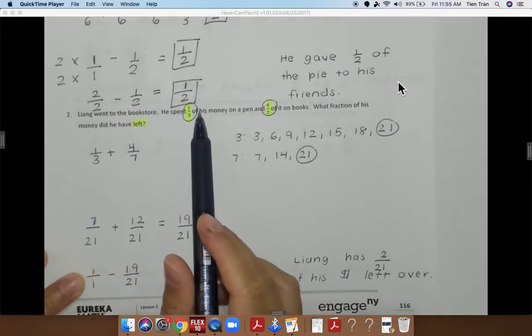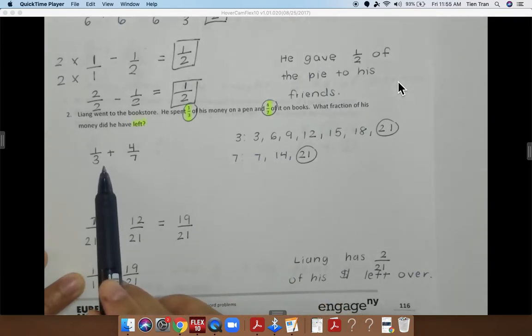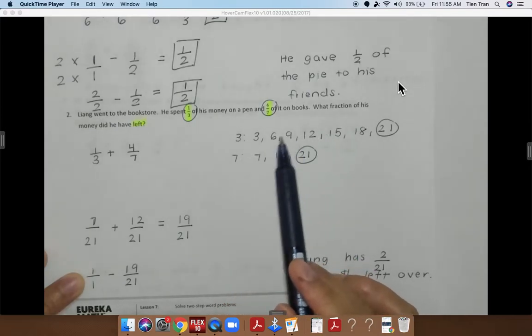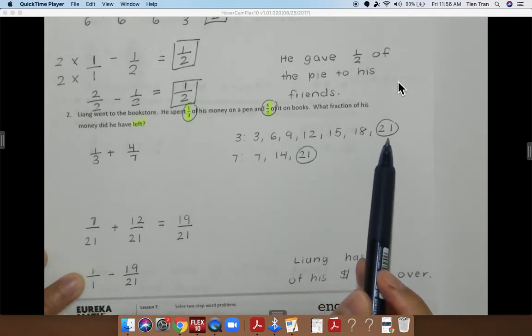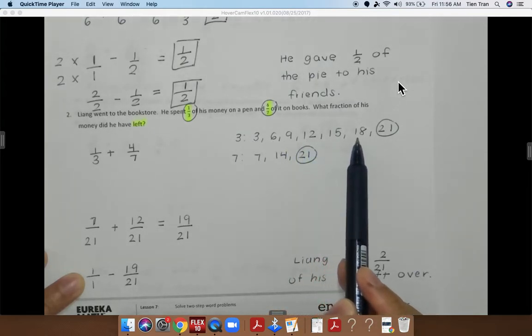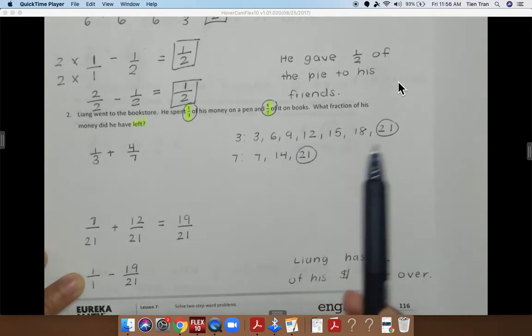To figure that out, I'm going to add 1/3 plus 4/7. The first thing I notice is the denominators are different. So I'm going to look for my common multiple. I did 3, 6, 9, 12, 15, 18, 21, and 7, 14, 21. 21 is my common denominator.